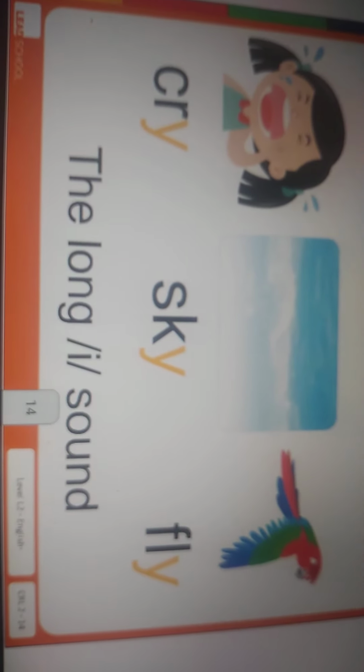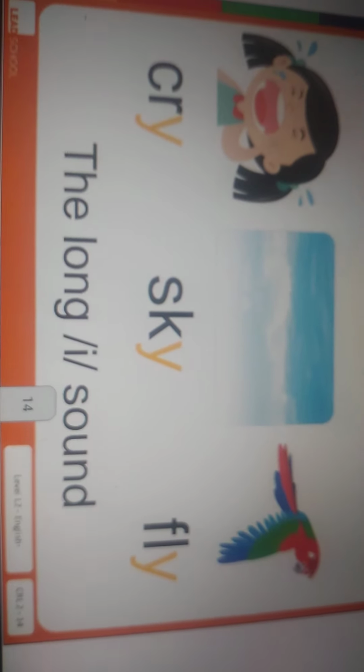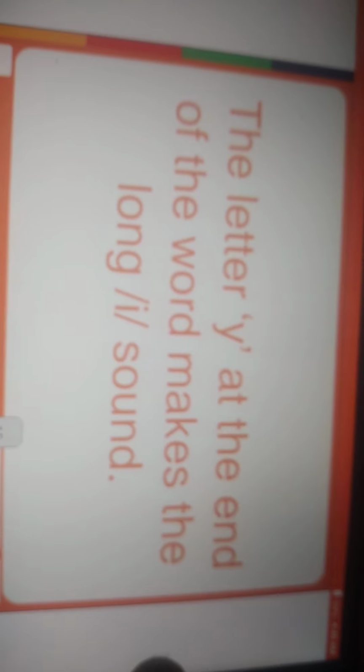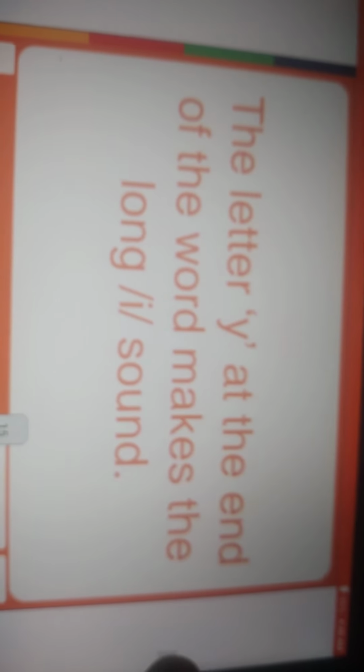So let's see how it is pronounced. It gives you the long sound of letter I. Cry, sky, fly. Do you understand, children? If it is at the end of the word, it gives you a long I sound. Cry, fly, sky. So the letter Y at the end of the word makes the long I sound. Now look at this.